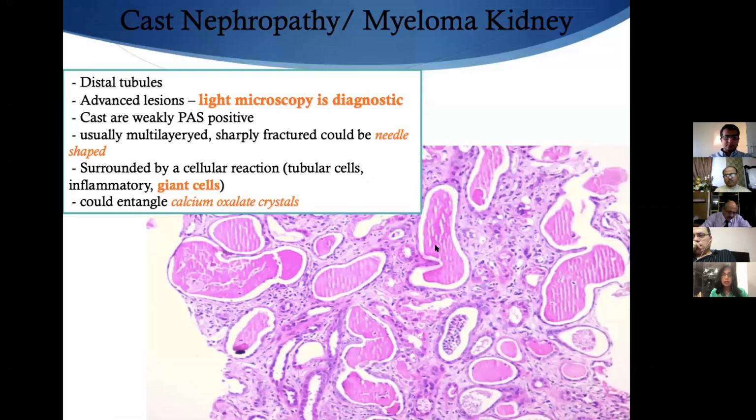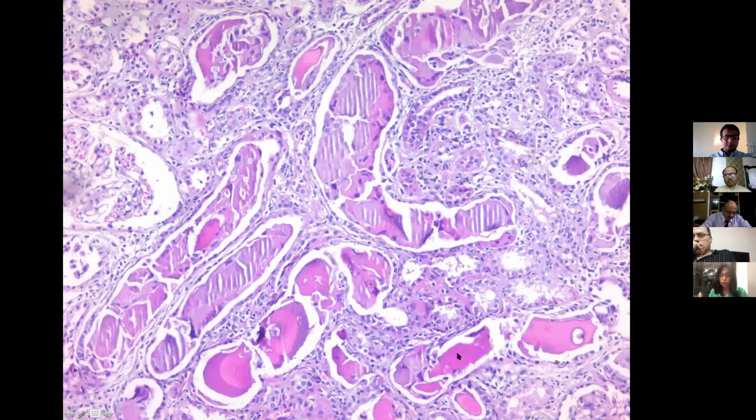So this is your textbook cast nephropathy. You have a lot of weakly stained casts. You have a lot of cellular reaction around it, basically tubular cells and some giant cells. Why do we have this cellular reaction? Because the light chains are irritating to the tubular cells. So the tubular cells form a layer around them, and I'm going to explain later why we also have an inflammatory cell reaction, and you have a giant cell here, a typical fractured cast here.